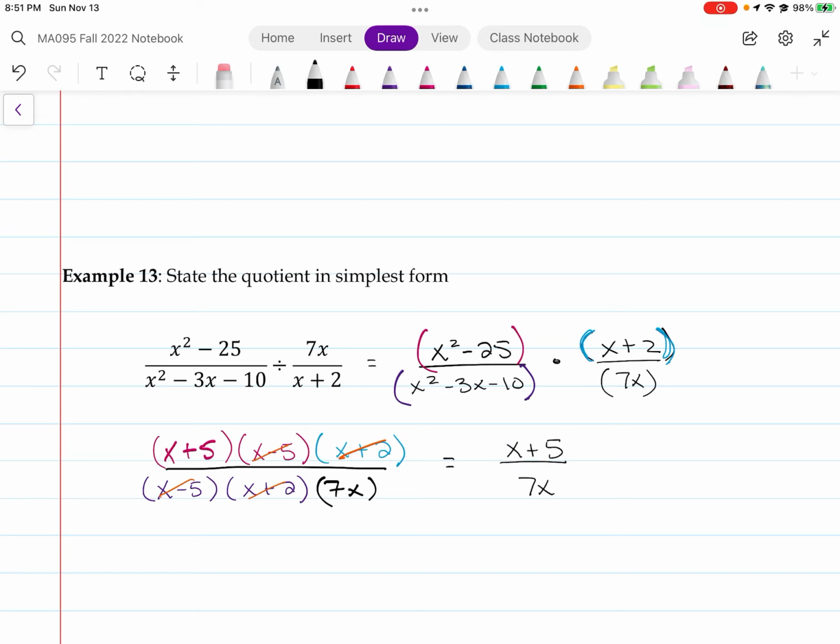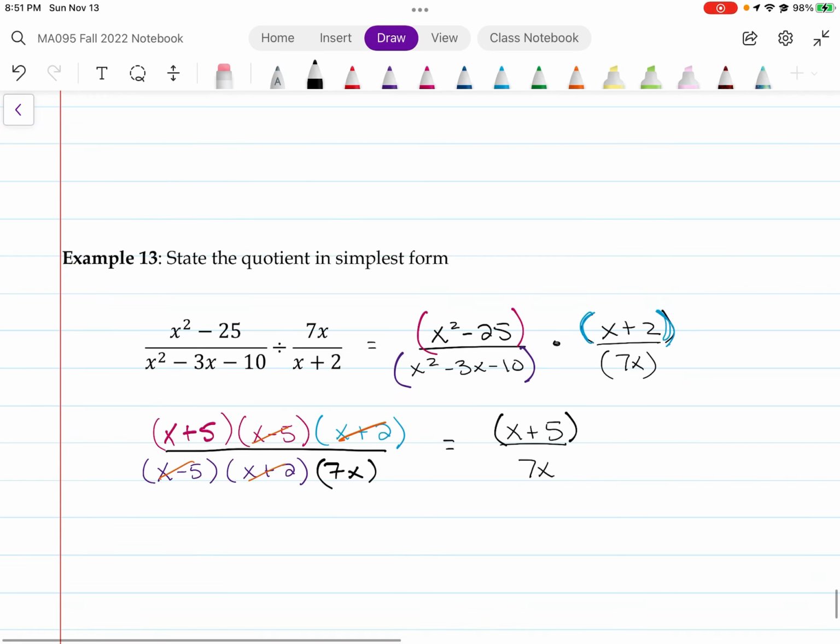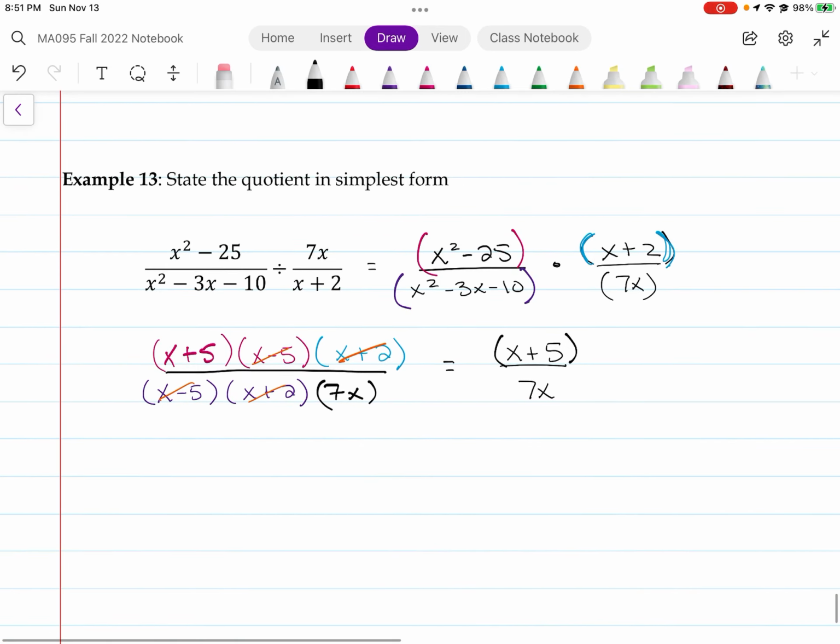Does the x cancel? No, it does not cancel because it is part of this factor right here, and you don't have an x plus 5 on the bottom. So remember, you can only cancel out factors, not things that are simply added to something else. Okay, that's it. Thanks for watching.